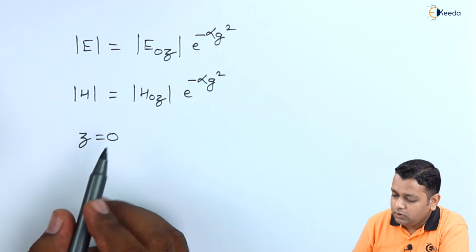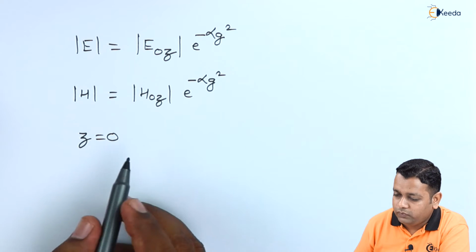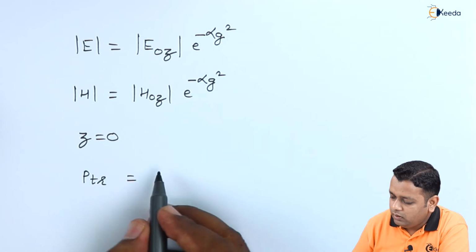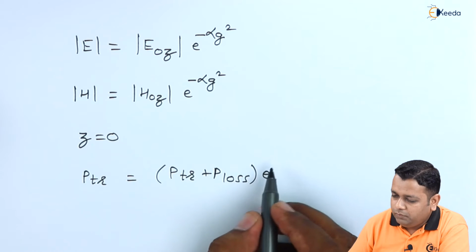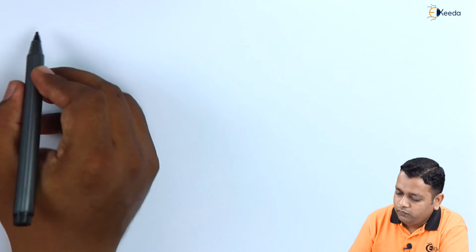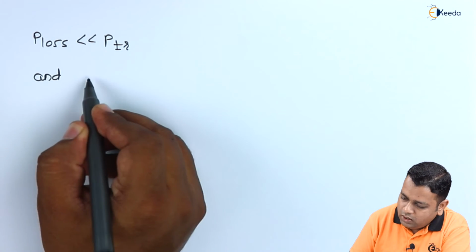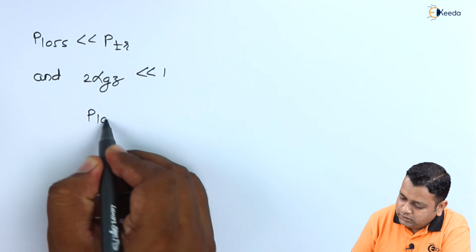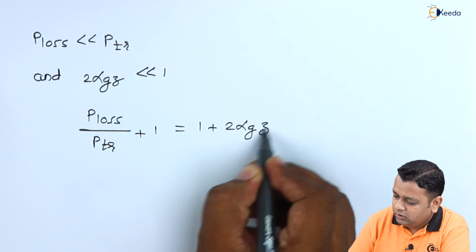Now further we shall be talking about the power loss. The power loss can be given in terms of the time average power flow that decreases proportionally. So we have the equation of P suffix TR, which can be measured in terms of P suffix TR plus P suffix loss, with the effective multiplicand of exponential e to the power minus twice alpha suffix g z. Therefore we have P loss very much less than P suffix TR, along with twice alpha suffix g z very much less than 1. So we obtain P suffix loss divided by P suffix TR added with 1 is equal to 1 plus twice alpha suffix g into z.